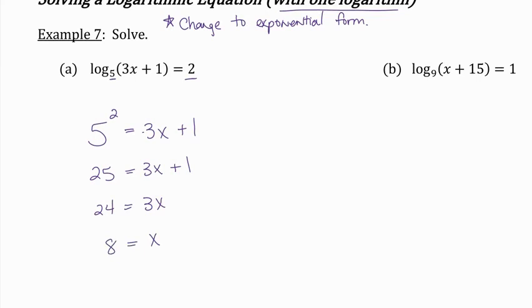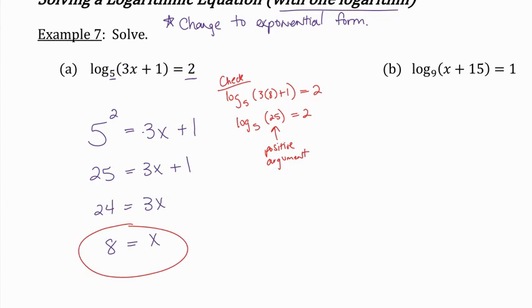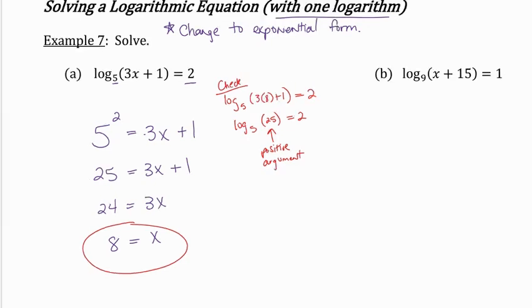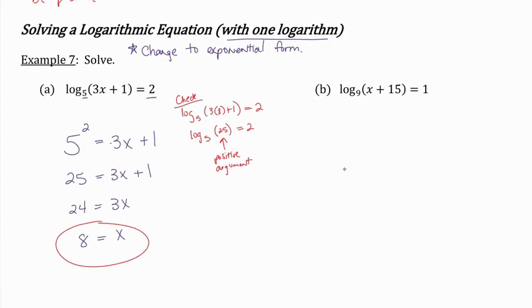If I plug that back in to double check it, I do a quick check here: log base 5 of 3 times 8 plus 1. And that would be log base 5 of 24 plus 1, so of 25, right? We ended up with a positive argument, so that means our answer checks out. So we're good. Okay. All right, let's try one more of these.